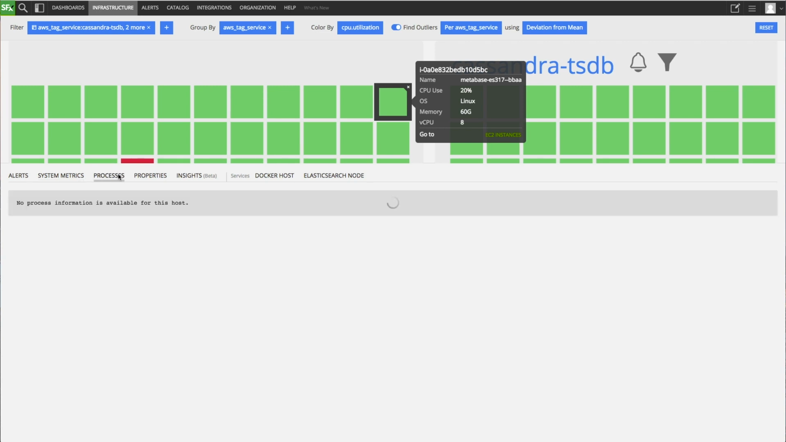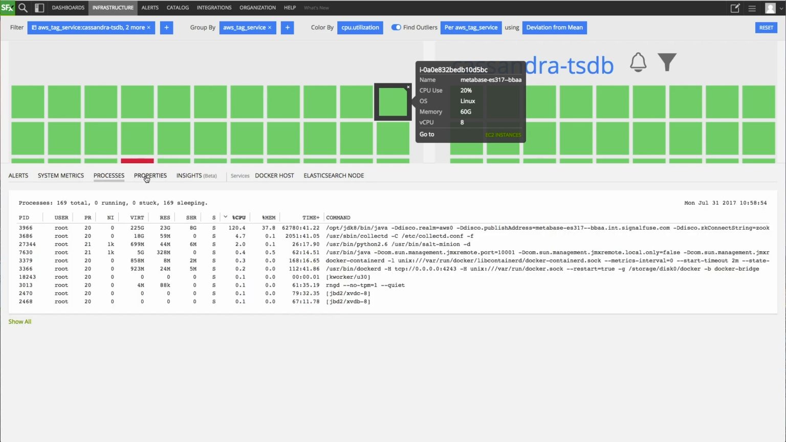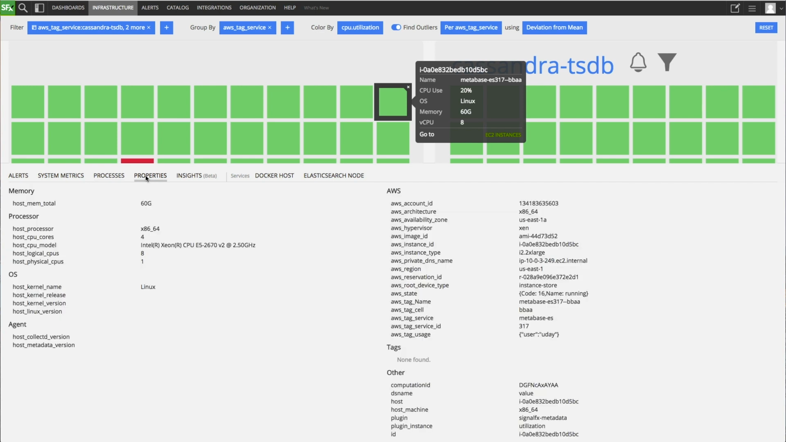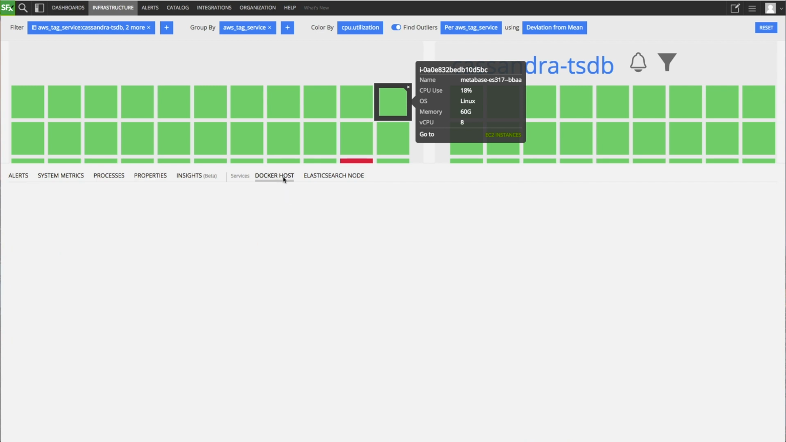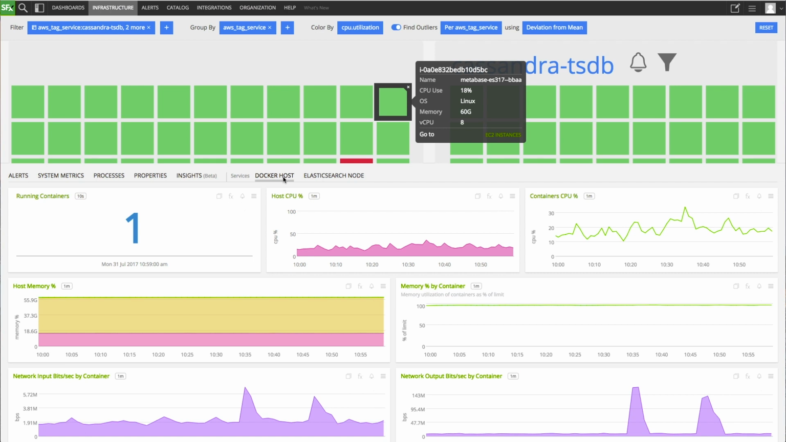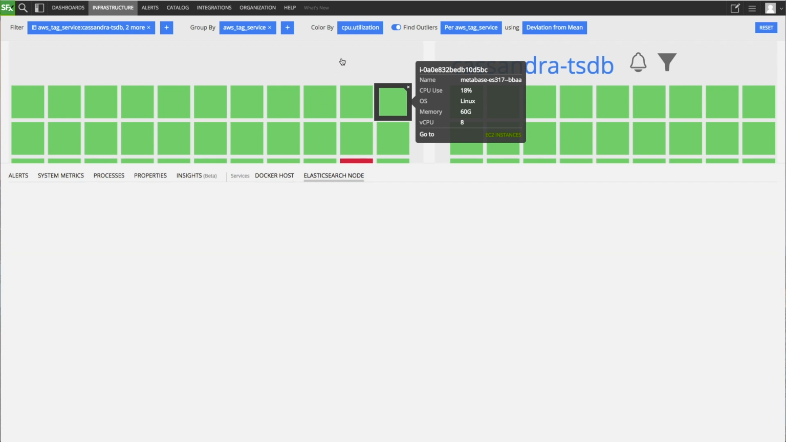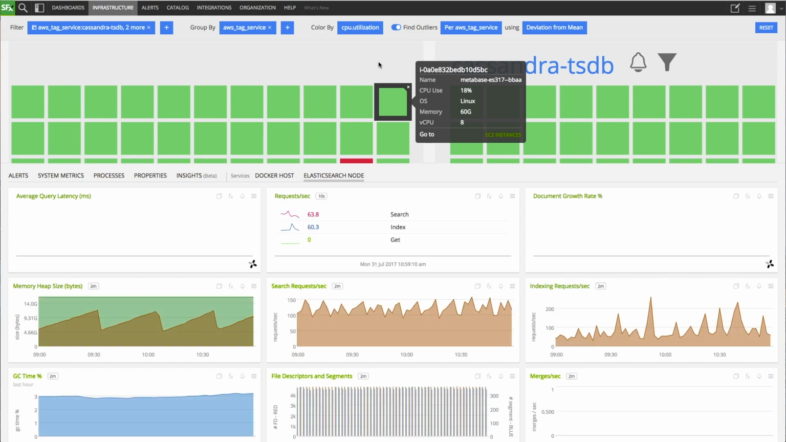And since SignalFx is a SaaS solution, you will always have instant information about what is going on with your environment, whether you need to understand processes running on the host or specific details about each host, including open source services that have automatically been discovered. SignalFx allows you to quickly access the appropriate data, assess priorities, and ultimately reduce your mean time to resolution for production incidents.